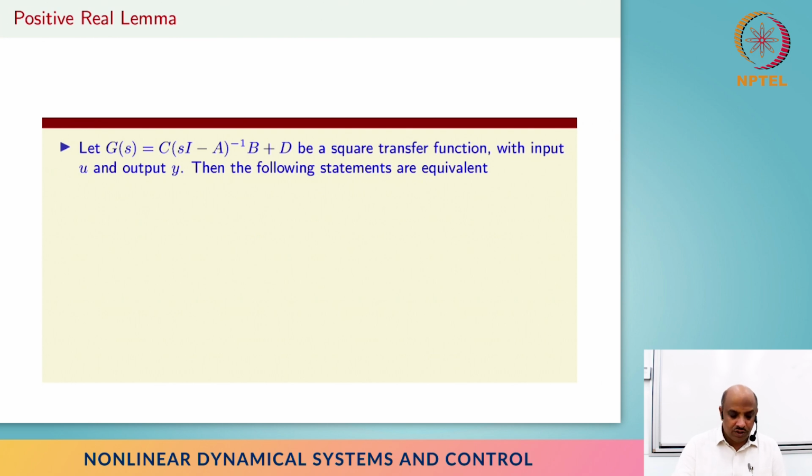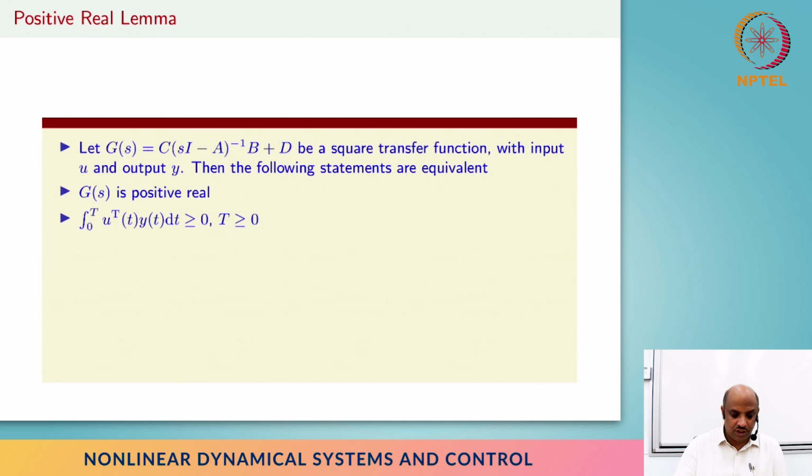So let G(s) be the standard transfer function. We'll assume that it's square so that the sizes of input and output are the same. One can develop it for the rectangular case, but it's messy. The positive real lemma states that a bunch of things are equivalent. The first statement is that G is positive real. The second is that if you have an input u and get an output y from this transfer function, then the integral of u transpose y, the inner product between u and y, for any length of time, is non-negative.